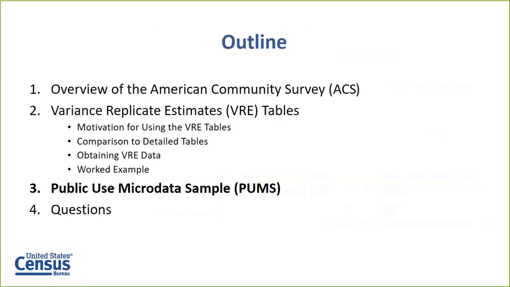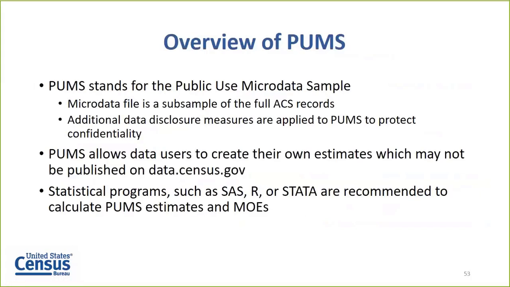So now I will switch gears and talk about the Public Use Microdata Sample, or PUMS files. The Public Use Microdata Sample, or PUMS, is a publicly available subsample of the ACS records. Additional restrictions are added to protect data confidentiality. The PUMS files allow data users to calculate their own estimates and margins of error that may not be available on data.census.gov.